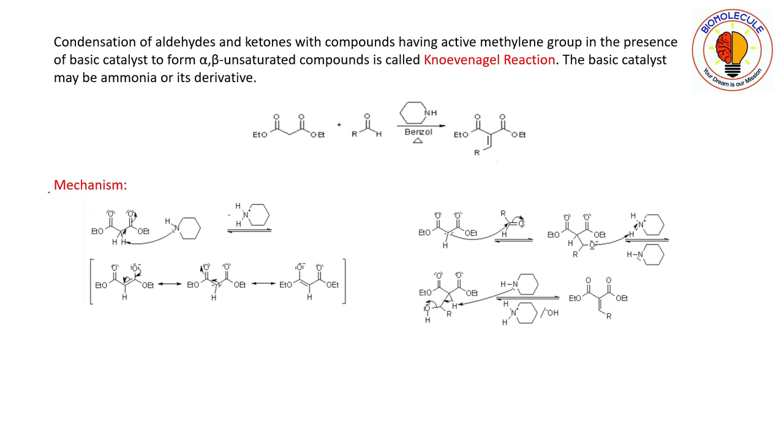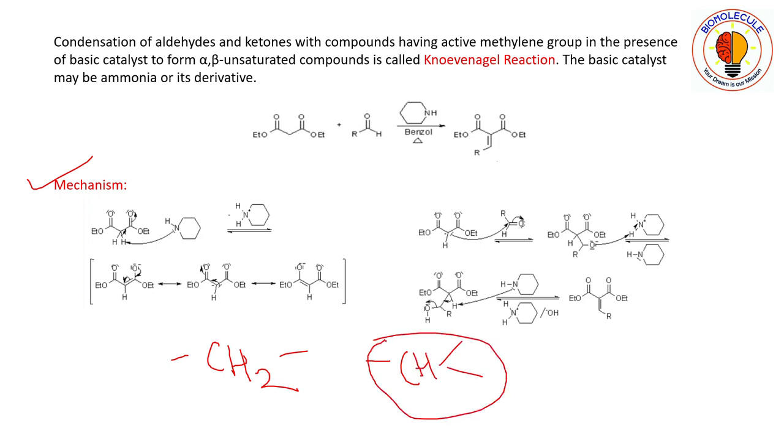So we can see in the mechanism that we need an active methylene group. If it is CH, then this will not undergo Knoevenagel reaction. We require two acidic protons. So the first one is deprotonated to give us the enolate ion, which will go and attack the carbonyl group, and the second proton is abstracted by the base to give us the alpha beta unsaturated compound.